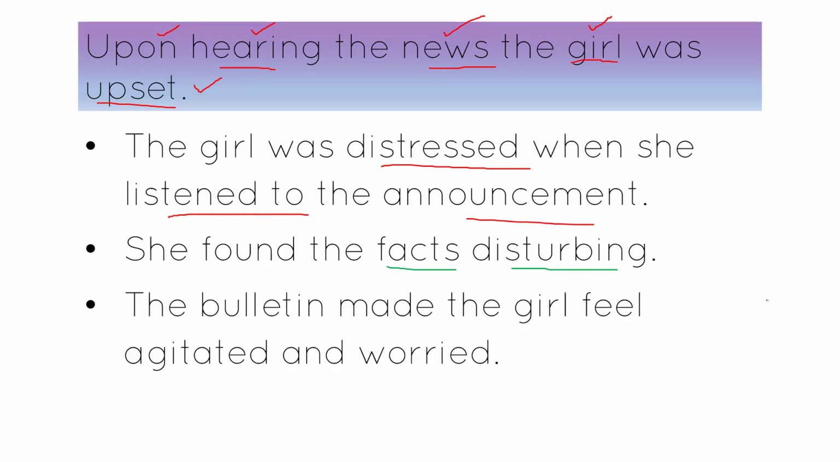And another example. The bulletin made the girl feel agitated and worried. So I've changed news into bulletin, stretching my vocabulary. I was struggling with upset. I couldn't think of a single word for upset like in the last example, disturbing. So I've taken 2 that are kind of close: agitated and worried. Now, any of these 3 will get full marks because I have changed the answer.